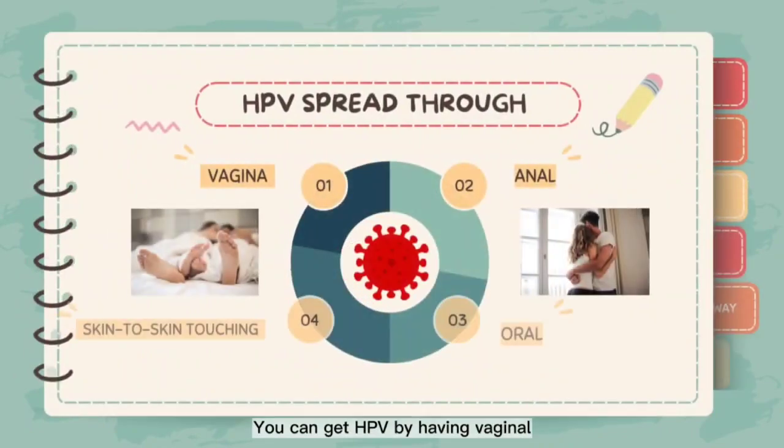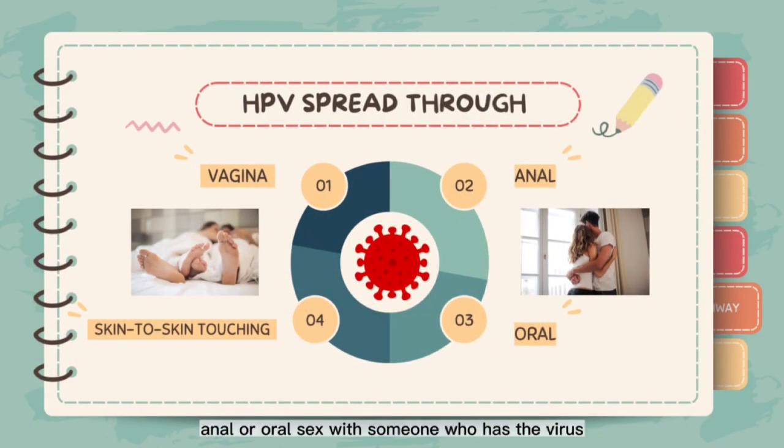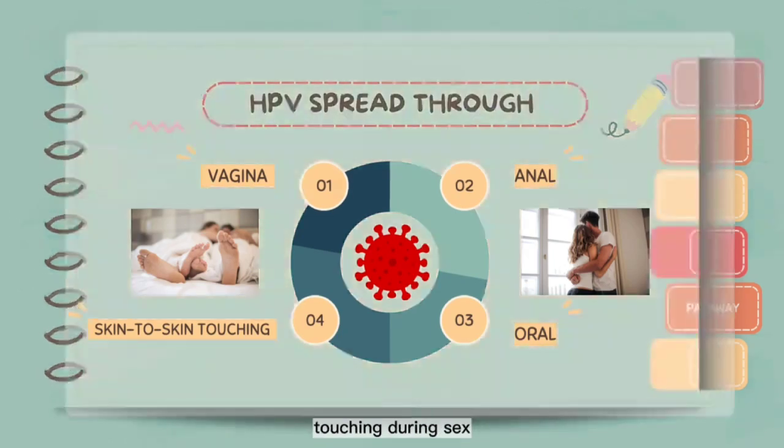You can get HPV by having vaginal, anal, or oral sex with someone who has the virus. It is most commonly spread during vaginal or anal sex. It also spreads through close skin-to-skin touching during sex.